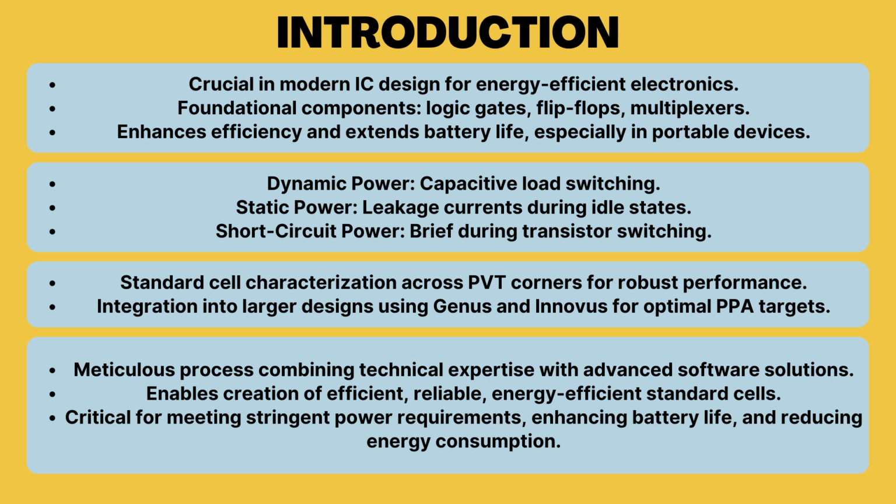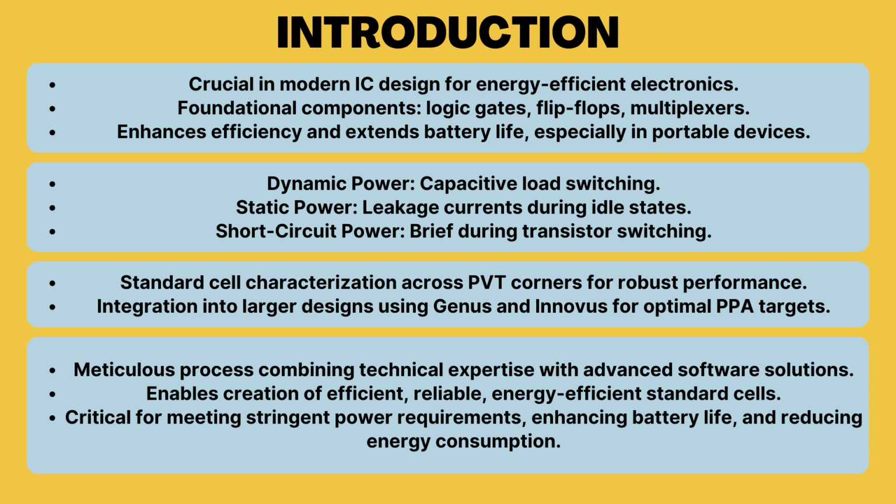Now, powering these ICs, we deal with different types of power. Dynamic power is consumed when we charge the capacitive loads. Static power, on the other hand, is due to leakage currents when the device is idle. Think of it like a dripping faucet. And short-circuit power occurs briefly when transistors switch.